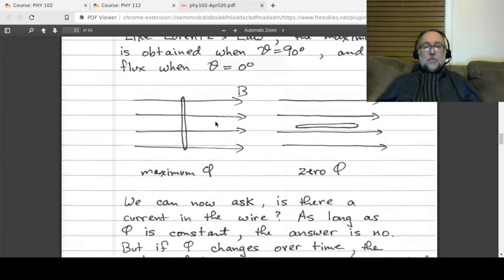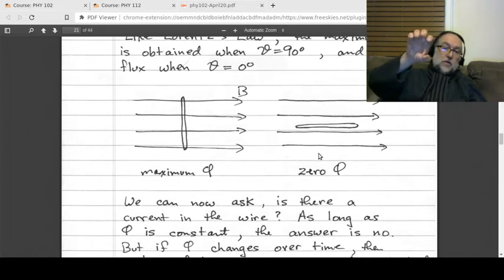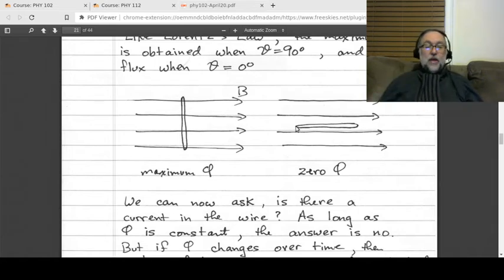Okay, where's my picture? Here are the two orientations. The loop at one instant in time is going to be like this, and then the loop at another instant in time is going to be like that, because you've got to think: here's my loop, and it's rotating like that. It's continuously rotating in there.